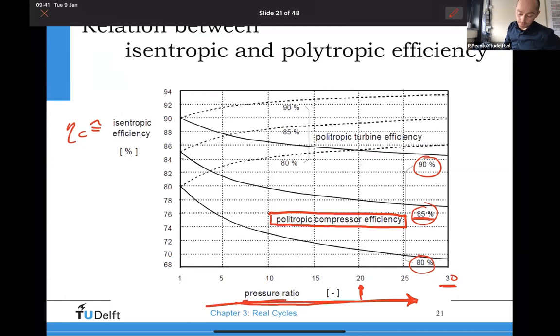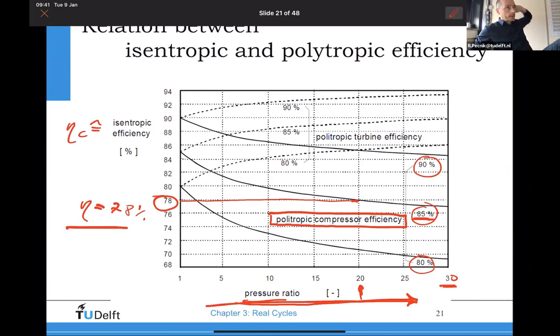But so you look at a polytropic efficiency of 85%, for a pressure ratio of 20, I will get a final efficiency for the compressor of 78. Okay, so these efficiencies, of course, they depend on the pressure ratio. The higher the pressure ratio, the larger this deviation becomes. Okay. And the same for the turbine.